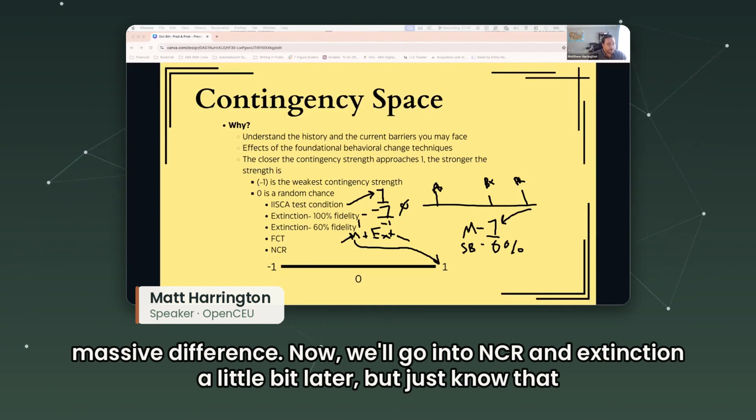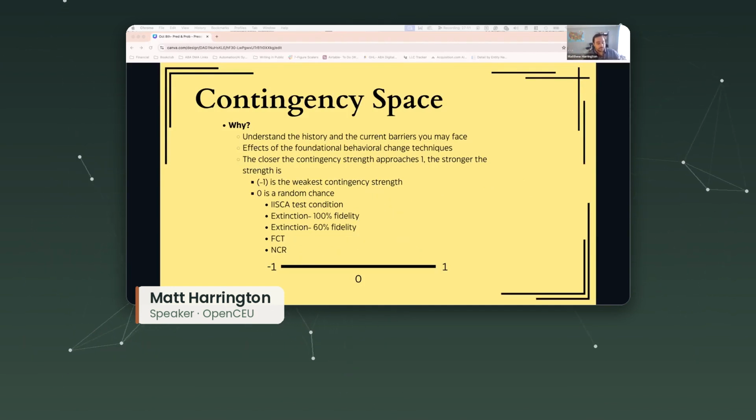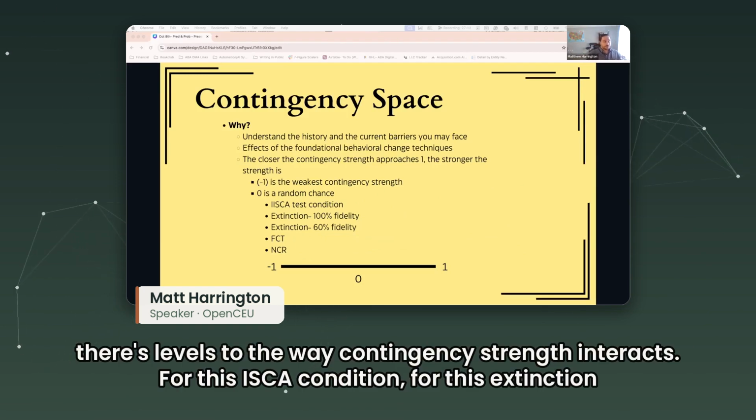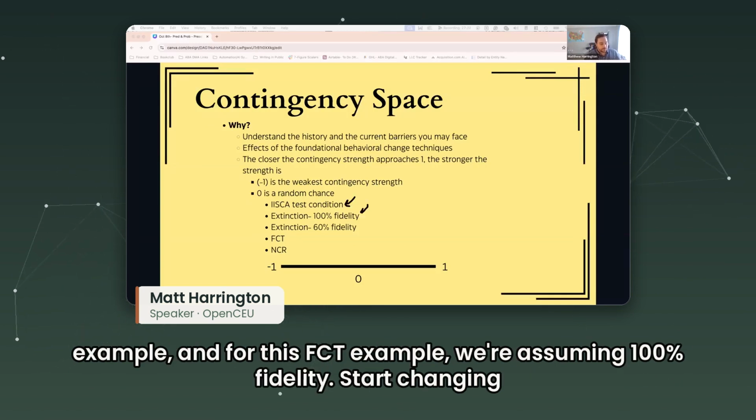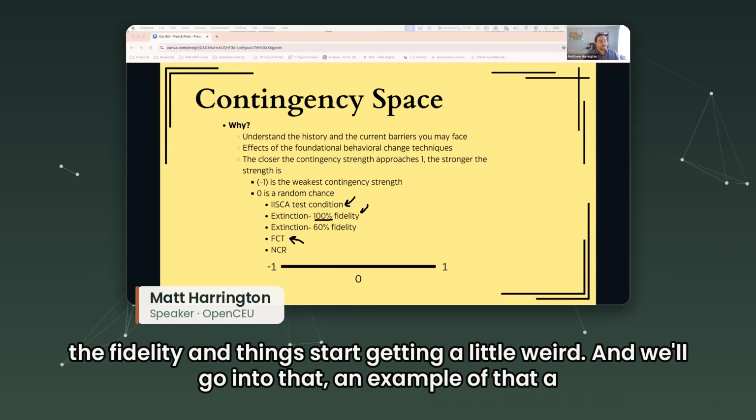Now, we'll go into NCR and extinction a little bit later, but just know that there's levels to the way contingency strength interacts. For this ISCA condition, for this extinction example, and for this FCT example, we're assuming 100% fidelity. Start changing the fidelity, and things start getting a little weird. And we'll go into that, an example of that a little bit later.